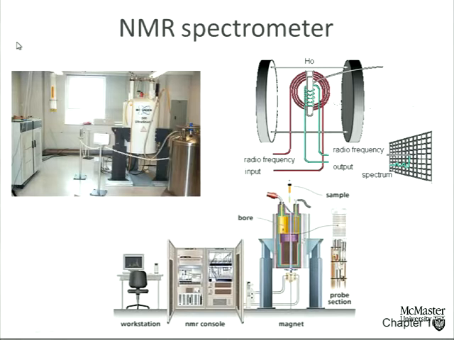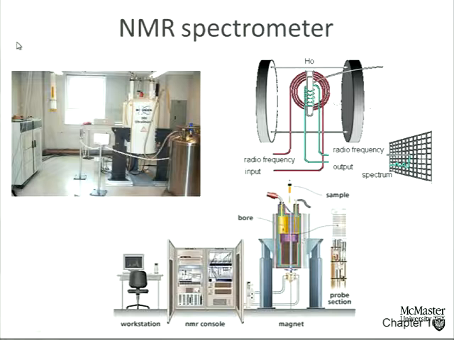Okay, here's an NMR spectrometer, a real one. This is actually one of McMaster's NMR spectrometers, 500 megahertz. This is an older machine. We all are trying to get to higher and higher radio frequency, more and more energy, because we get higher and higher sensitivity as we build larger and larger spectrometers.